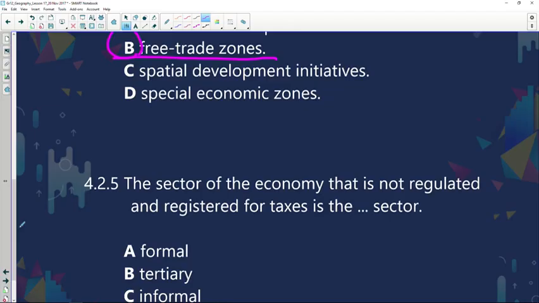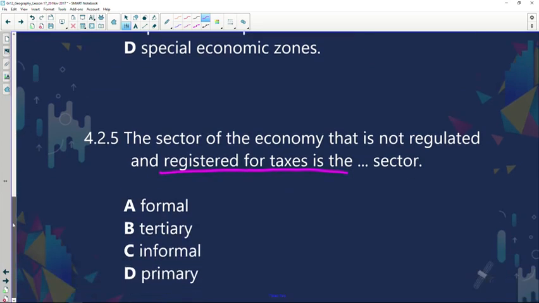4.2.5, the sector of the economy that's not regulated and registered for taxes. Now, they don't pay tax, they don't add to the GDP, and we discussed this quite a bit, and that's the informal sector. The formal sector is registered to pay tax. Tertiary is service delivery. Primary activities is basically farming, mining and fishing, but the informal sector, like your spaza shops and people selling stuff next to the road, they don't pay tax.